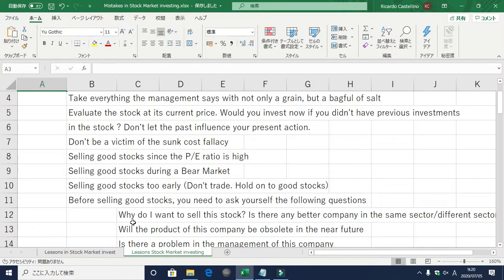Another common mistake is selling good stocks since the price to earnings ratio is high. Another mistake is selling good stocks during a bear market or selling good stocks too early. Remember, do not trade. Hold on to good stocks.